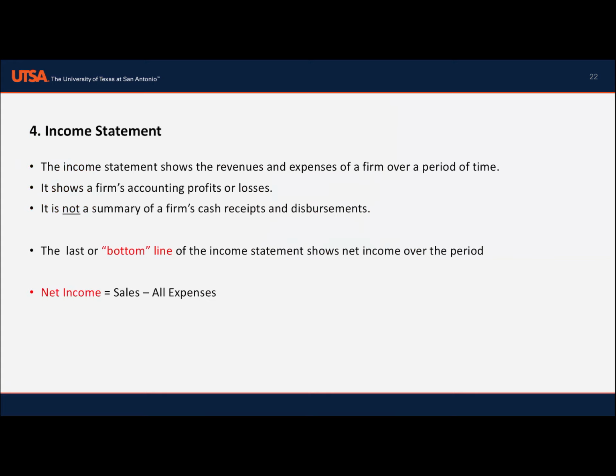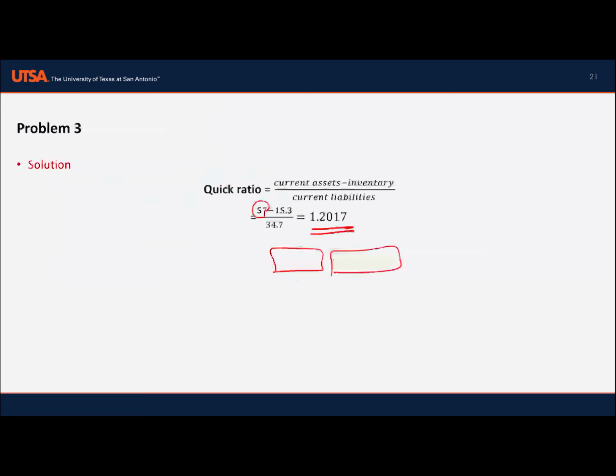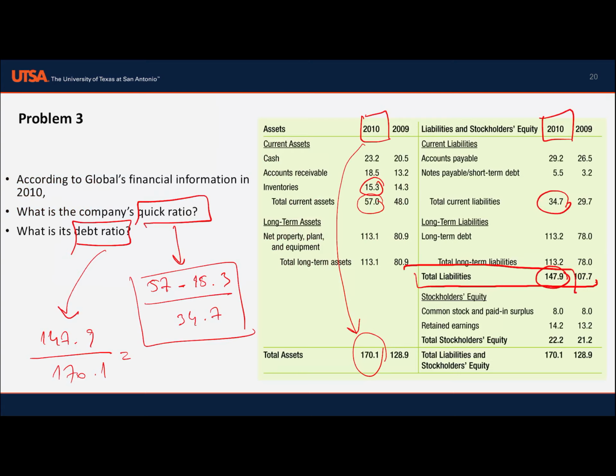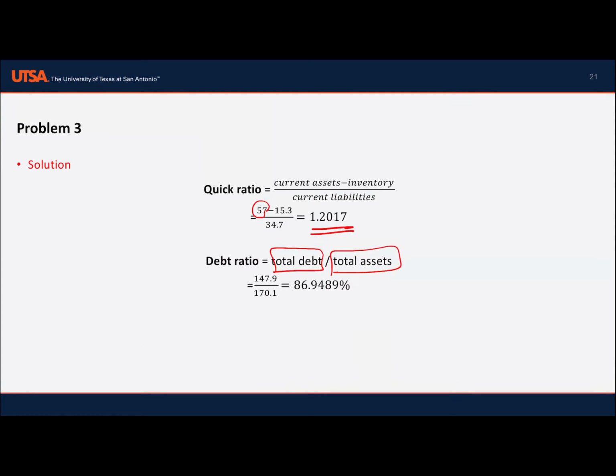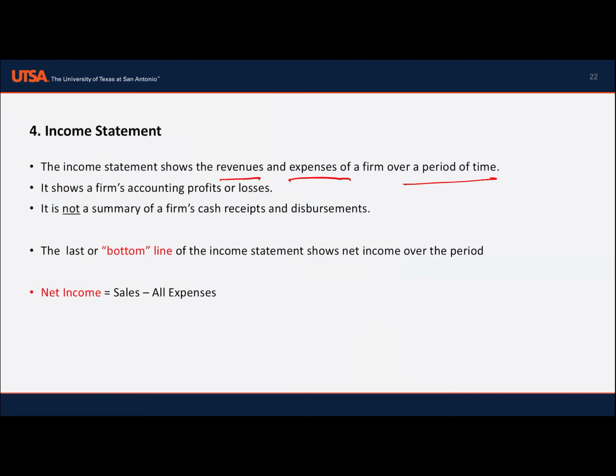Income statement. The income statement shows the revenues and expenses of the firm over a period of time. So I would like to emphasize that the balance sheet is just a snapshot as of, let's say, December 31st, 2010. This is just a snapshot of the assets and liabilities of the company, but the income statement is over a period of time, showing the revenues and expenses over a period of time.